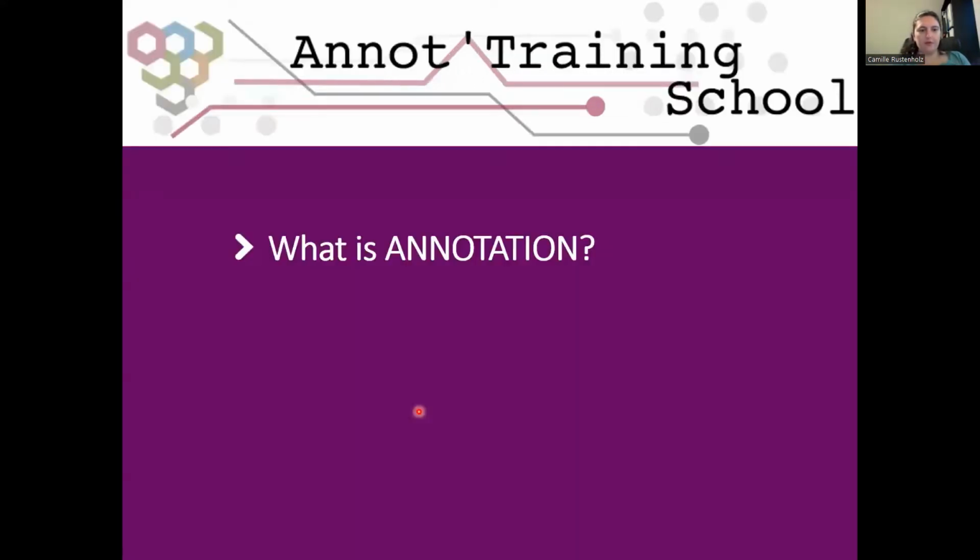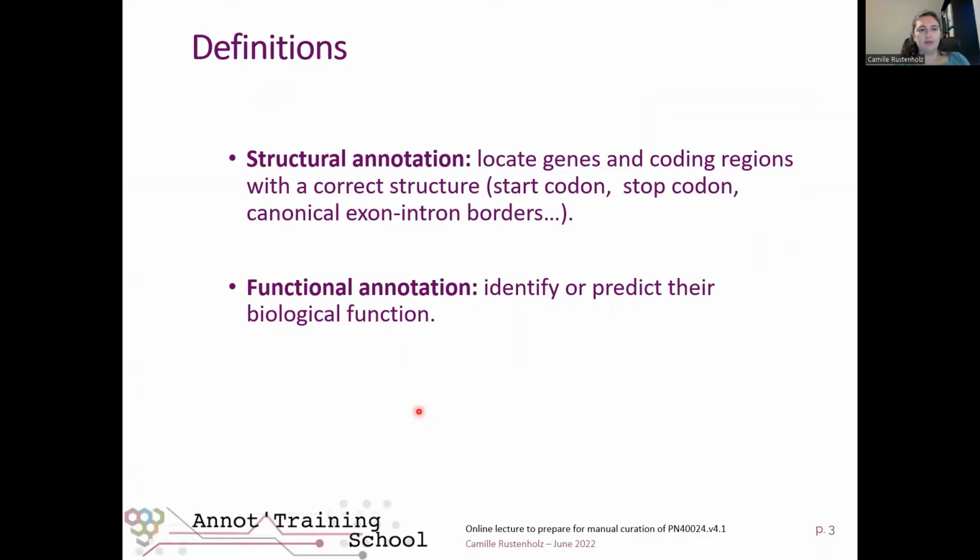First, I'd like to tell you what annotation is, so that we are all on the same page before starting this training school. I'd like to start with two definitions and differentiate between structural annotation and functional annotation. Structural annotation is about locating the genes and coding regions in a genome assembly. These genes or coding regions should have a correct structure, which means having a start codon, a stop codon, and canonical exon-intron borders. We're going back to that later on. So this is structural annotation.